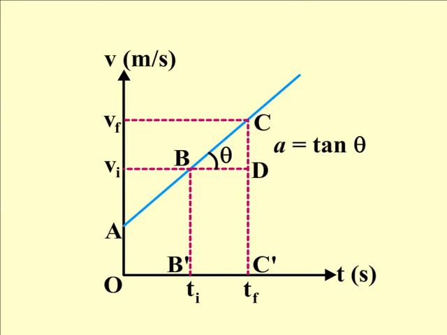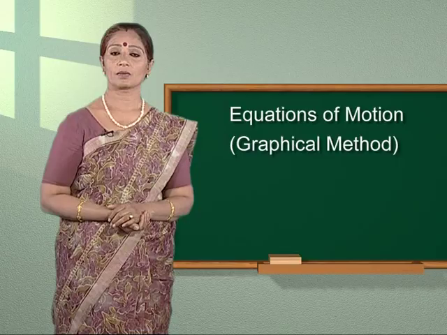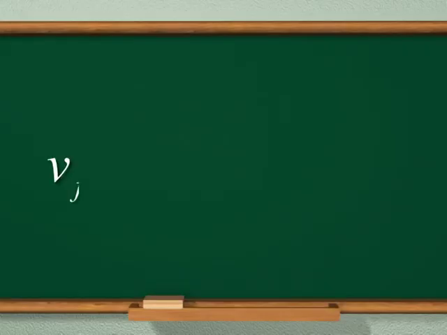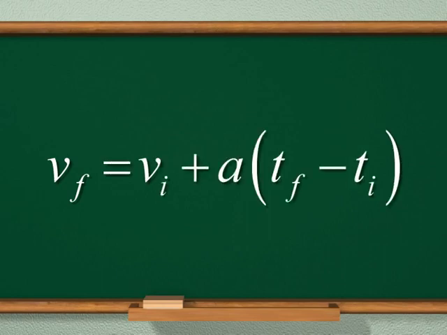In this velocity time graph, slope of the line is equal to the tangent of the angle subtended by the velocity time line with the time axis, according to which Vf is equal to Vi plus a times (Tf minus Ti). This is the expression for velocity as a function of time.